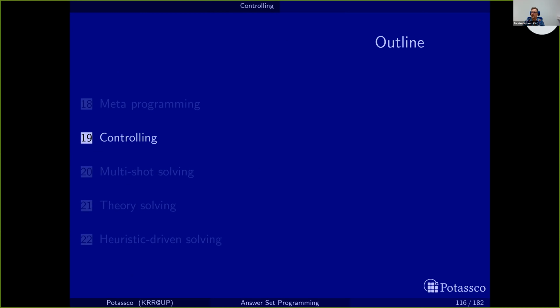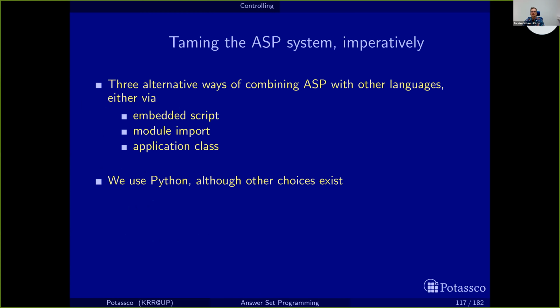Okay, now let's come to the more serious stuff, controlling ASP. The first thing to see, and this is talking about the API of Clingo, is that there are 3 alternative ways in which you combine ASP with other languages. I talk about Python or C++ or Rust, and there are APIs for all of them. Here I just talk about Python, but as I say, there are many others out there.